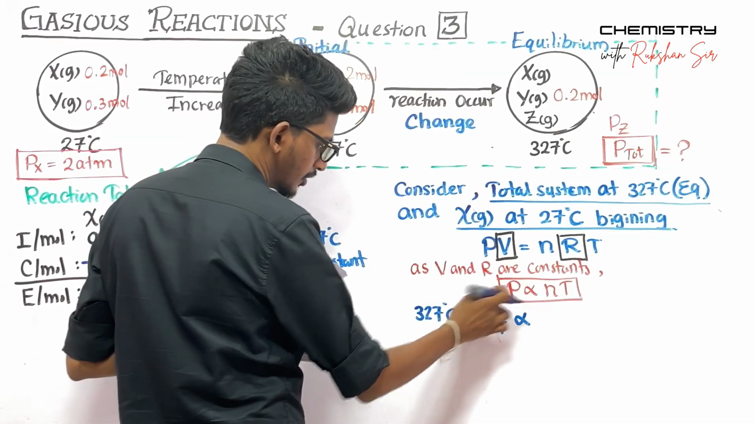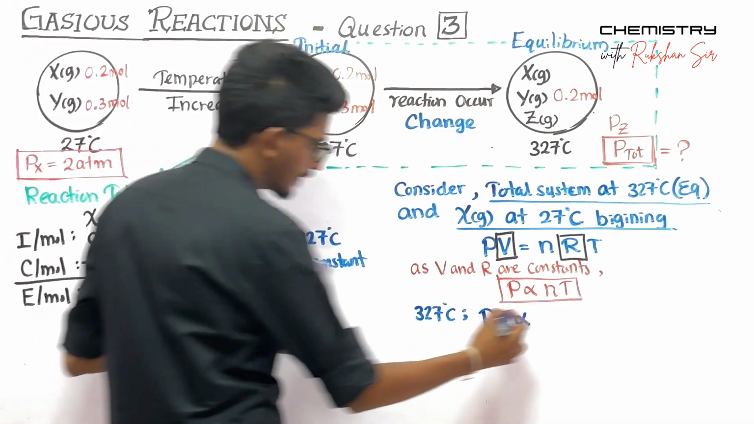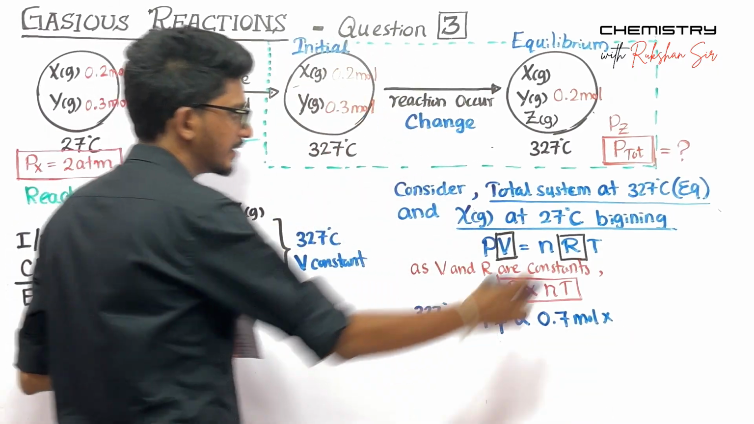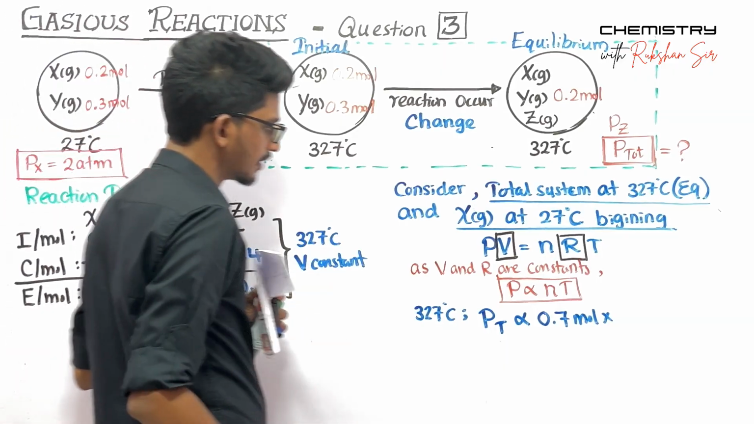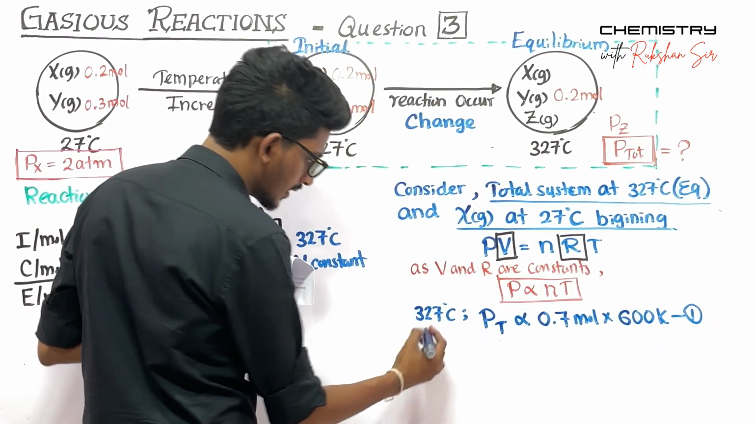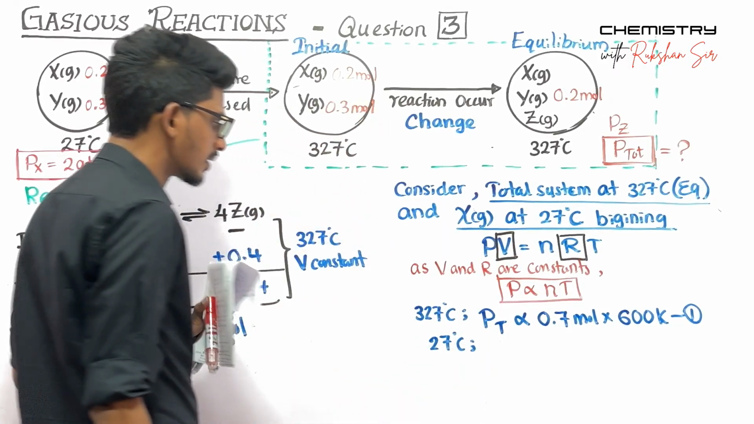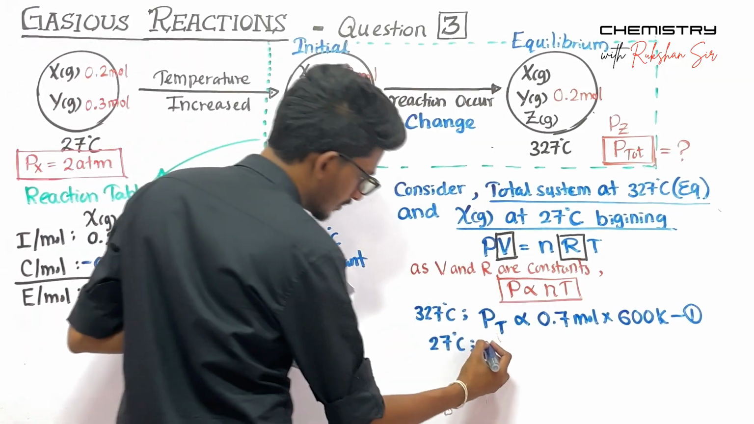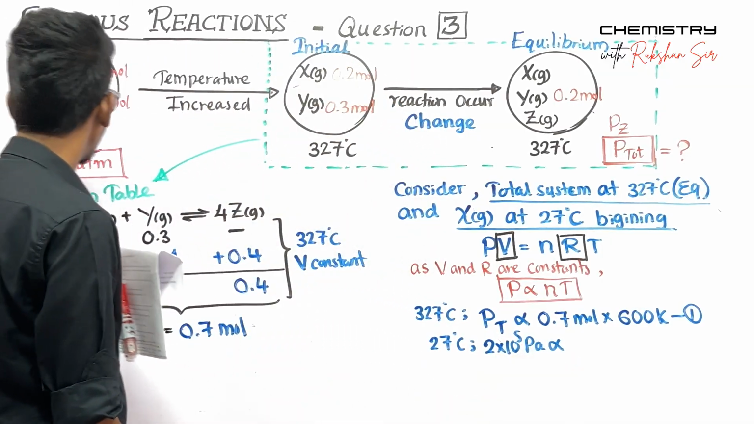If we are referring to total pressure, we have to consider the total number of moles. So the total number of moles is 0.7 at the 327 equilibrium, and the temperature is 327 Celsius, that means 600 Kelvin. In the 27 Celsius situation, the pressure is 2 atm, which is 2 into 10 to the power 5 pascals, proportional to the number of moles of X.